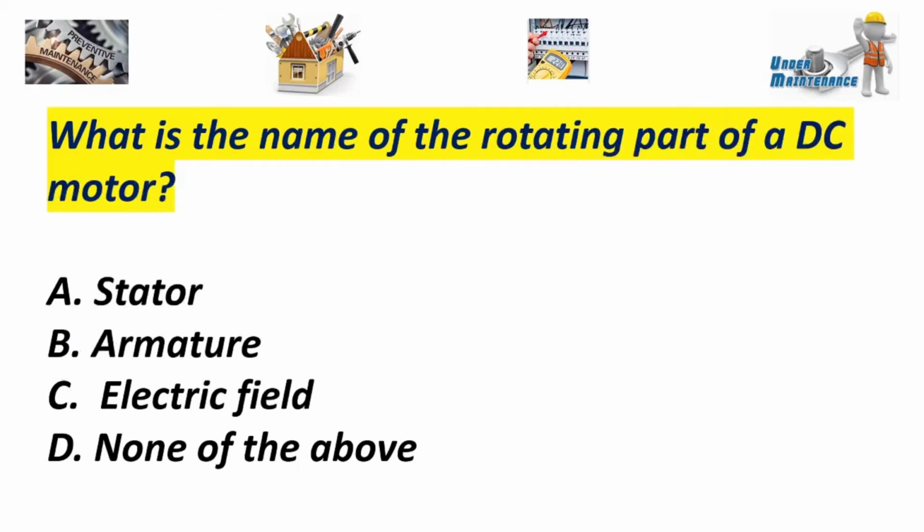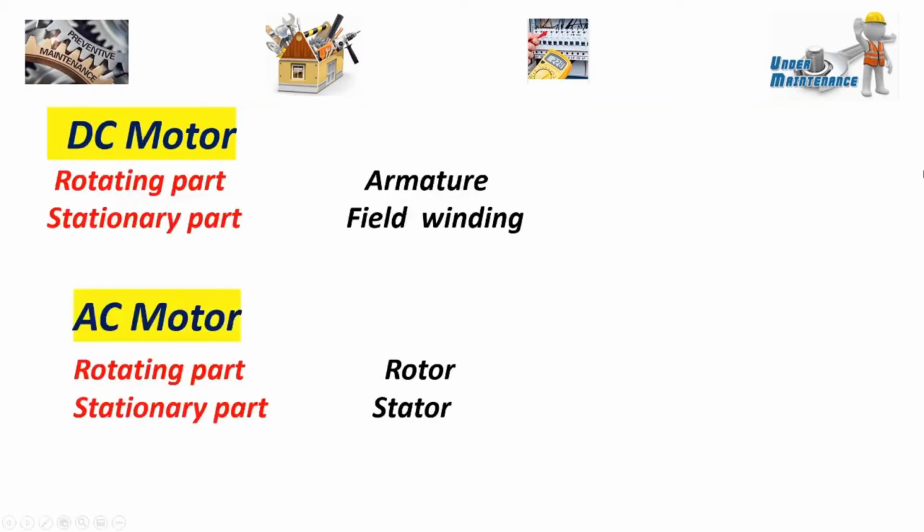What is the name of the rotating part of a DC motor? A. Stator. B. Armature. C. Electric field. D. None of the above. Answer B. Armature. And this is the comparison of DC motor and AC motor. For DC motor, rotating part armature, and stationary part field windings. For AC motor, rotating part rotor, and the stationary part is stator.